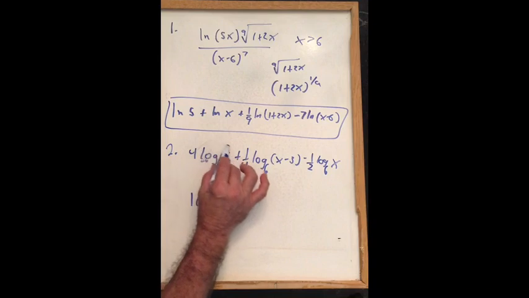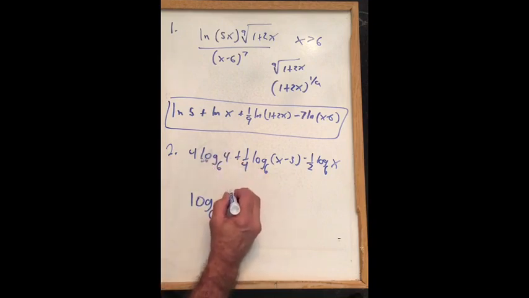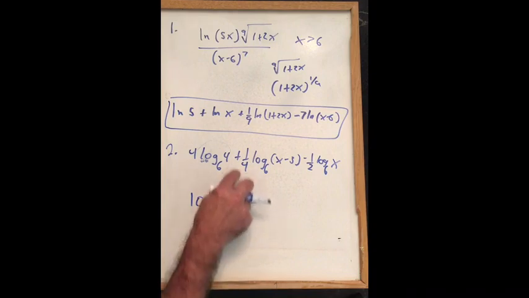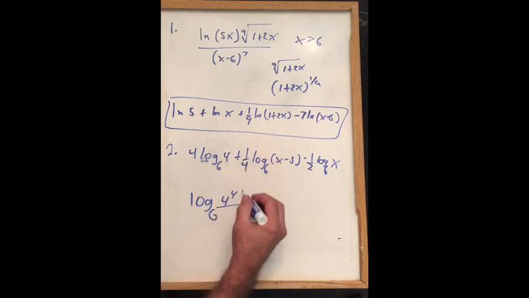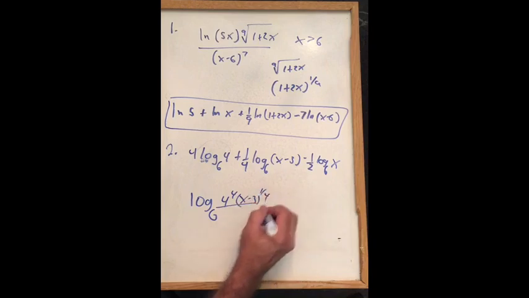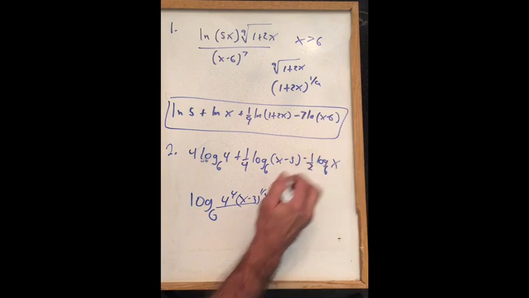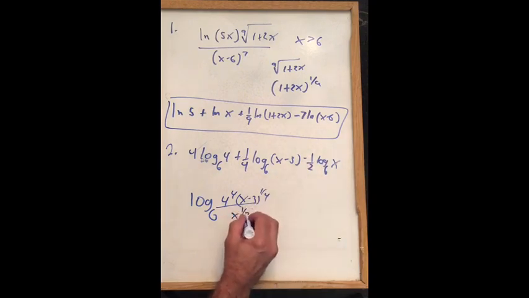I'm going to take this 4 and move it back up here, so 4 to the 4th. And since this is positive, it'll be on the top of the fraction. This is also positive, so I'll put x minus 3 raised to the 1/4 there. And since that's negative, this 1/2 will come up as x to the 1/2 on the bottom because of that negative sign.